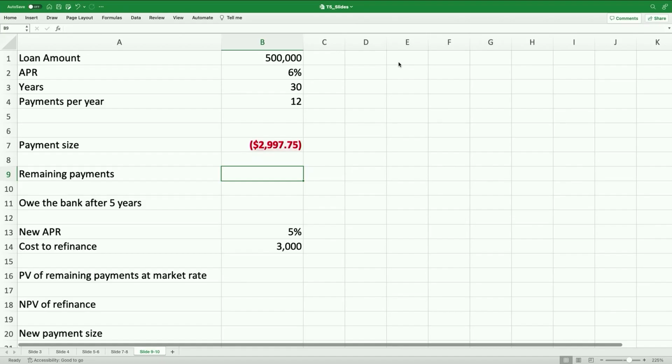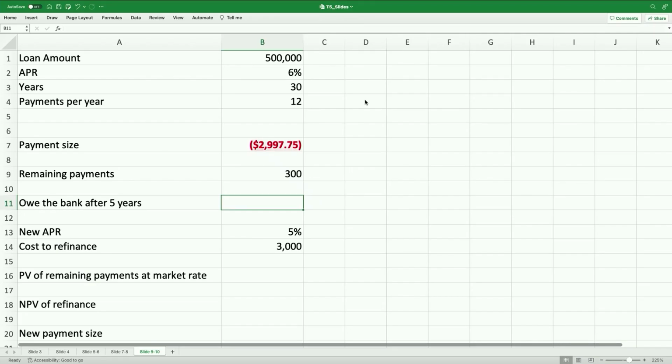Now, the remaining problem talks about refinancing or paying off the loan after 5 years. So the first thing we need to figure out is after 5 years, how many remaining payments will there be? Well, if you make 5 years worth of payments, remember the total amount of payments, 30 times 12, right? If you make 5 years worth of payments, you're subtracting off 60 of it, right? 5 times 12. So after 5 years, you're going to have 300 months remaining.